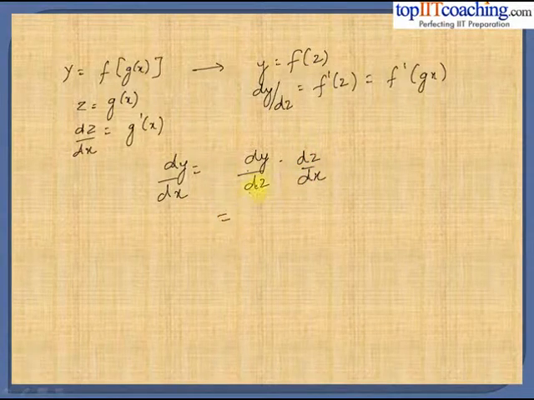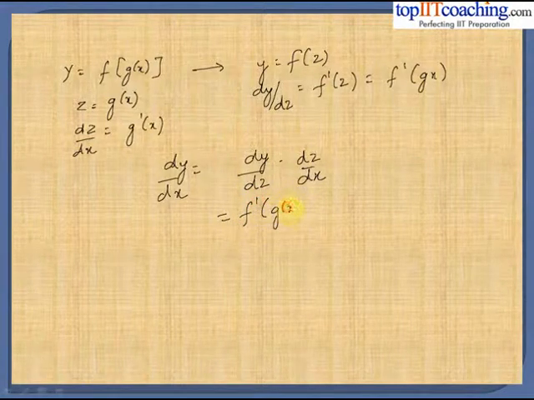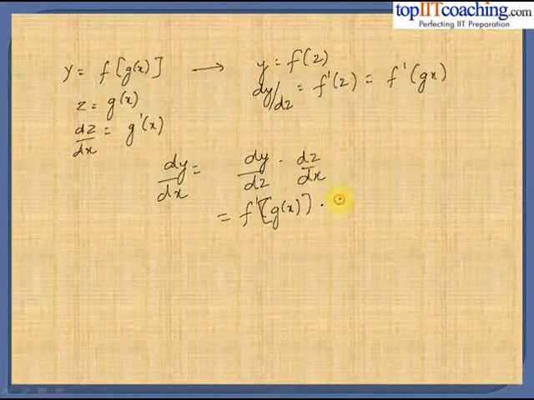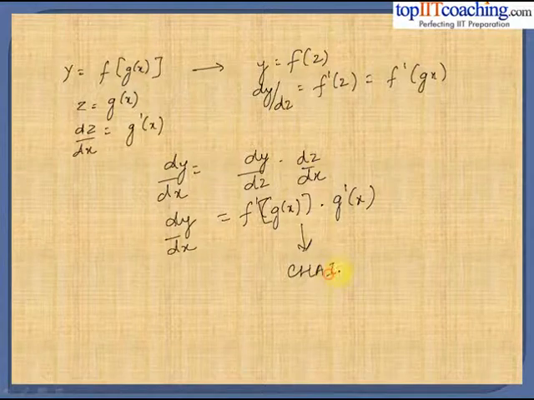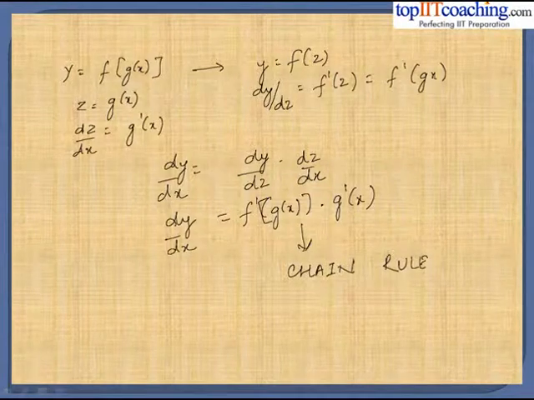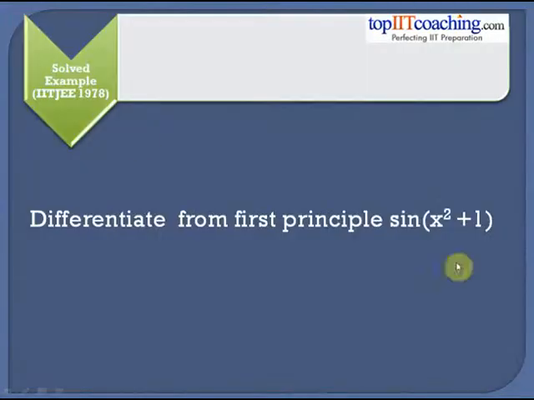Now we know that dy by dz is equal to f dash of g of x, into dz by dx, which is equal to g dash x. Thus we see that dy by dx is equal to f dash of g(x) into g dash of x, and this is known as the chain rule of differentiation. Thus dy by dx is equal to f dash of g(x) into g dash x.